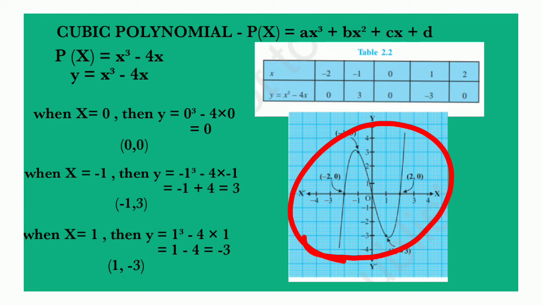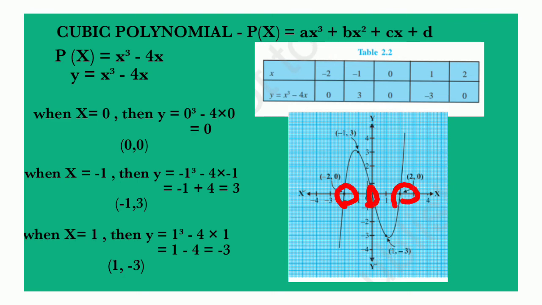Okay, this curve touches the x-axis how many times? Three times, because one is minus 2, 0, and the second one is the intersection point of the x-axis and y-axis, that is the origin 0, 0, and the third point on the x-axis is 2, 0. So the zeros are minus 2, 0 and 2. That means the three zeros minus 2, 0 and 2 are the zeros of the given polynomial.